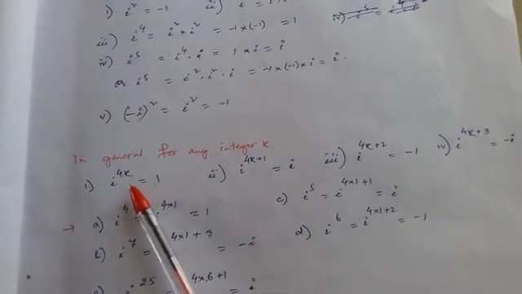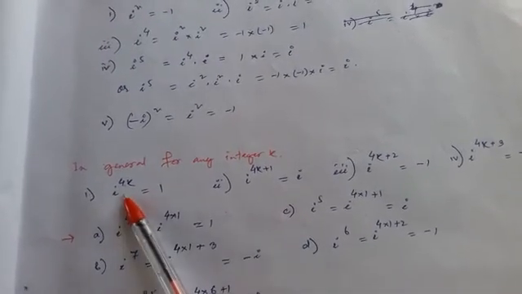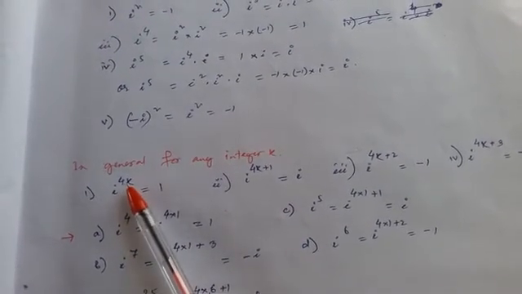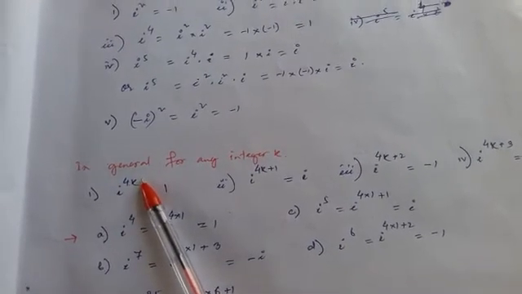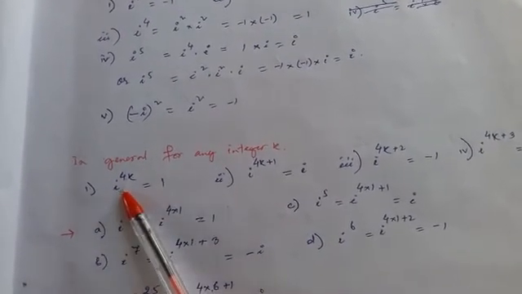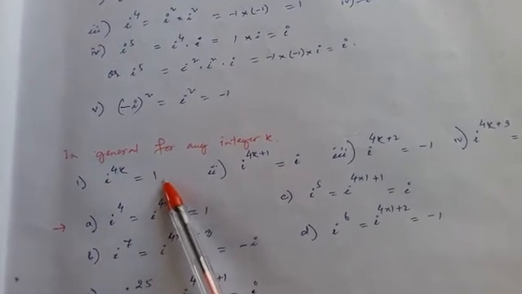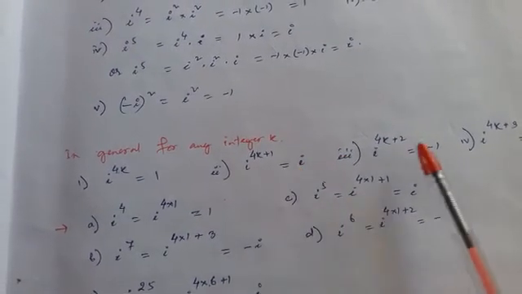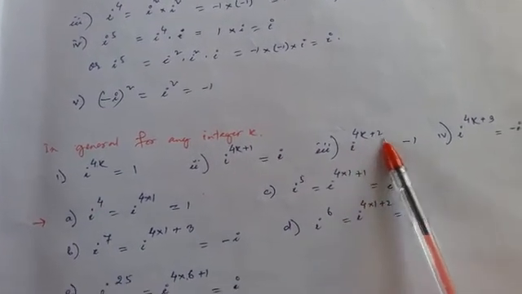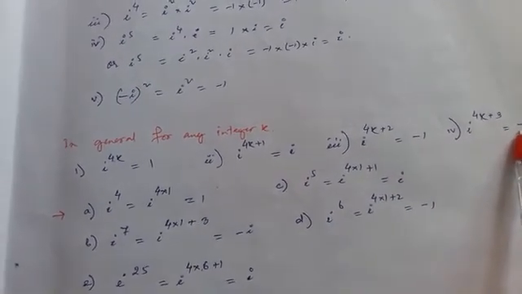See, this is the general formula. If we can put the power of i in the form of 4k, 4 into any number, i to the power 4k, the value will become 1. i to the power 4k plus 1 will be i only, i to the power 4k plus 2 will be minus 1, and i to the power 4k plus 3 will be minus i. Sorry, 4k plus 2 is minus 1.